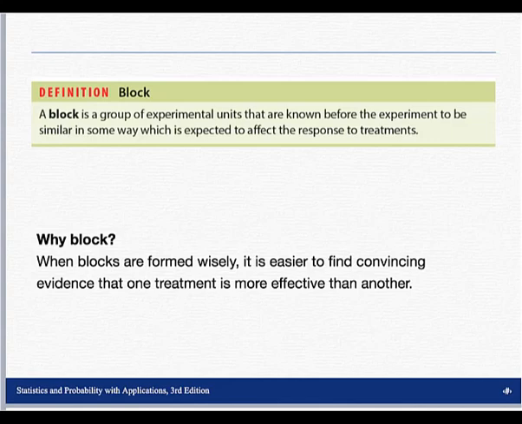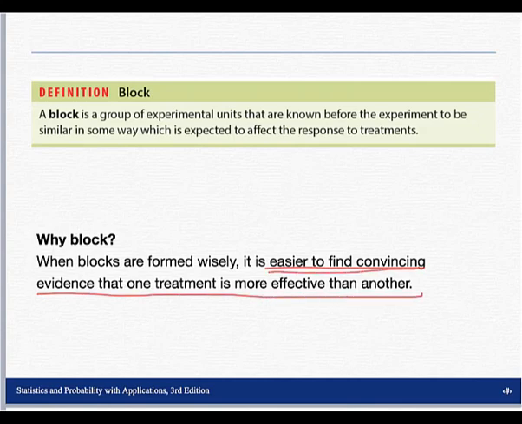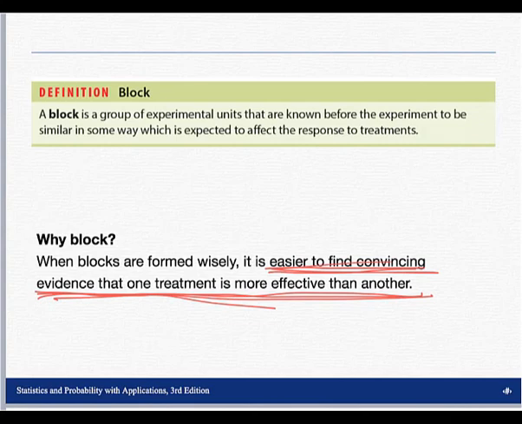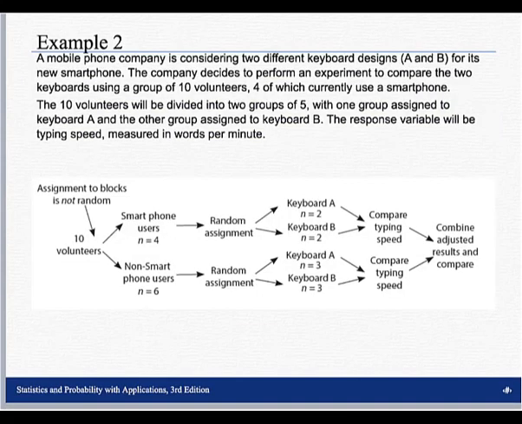So why do we block? Well, when blocks are formed wisely, it's easier to find convincing evidence that one treatment is more effective than the other. Because you've taken out one variable in one way or another, like you took out gender or whatever you think might be influencing the outcome, you can block it by that. So let me show you an example.